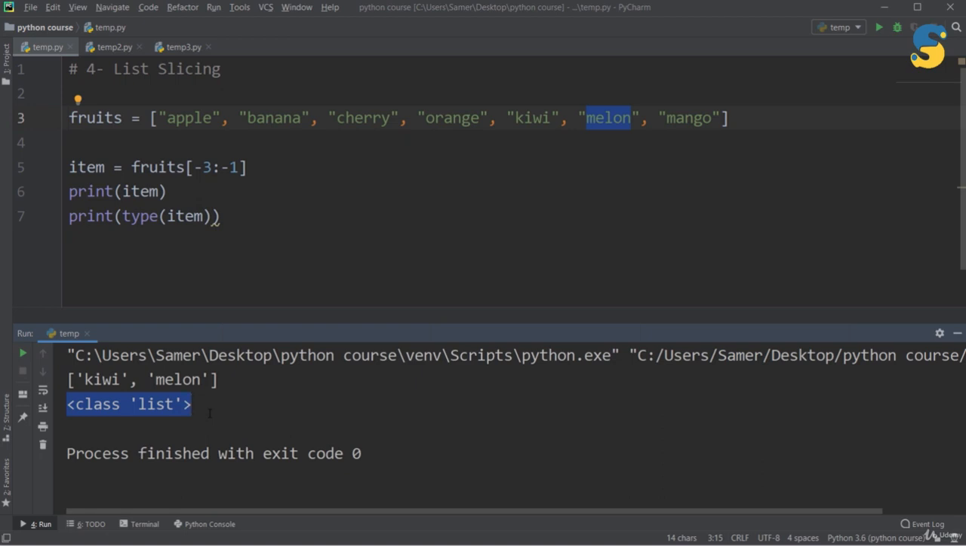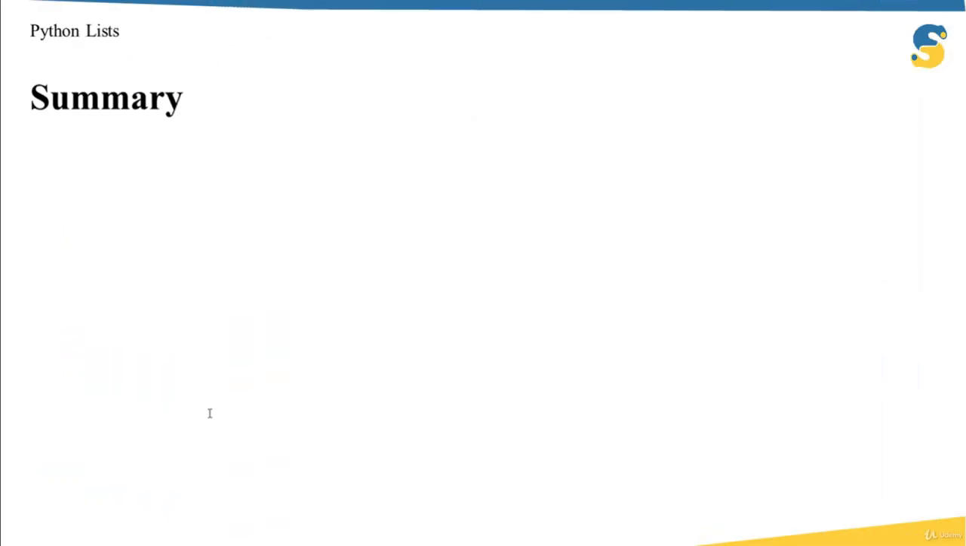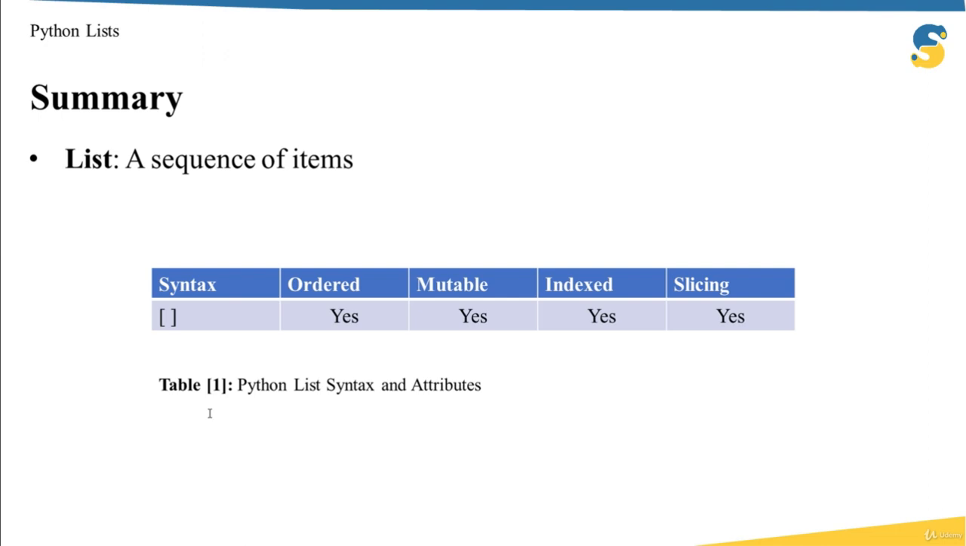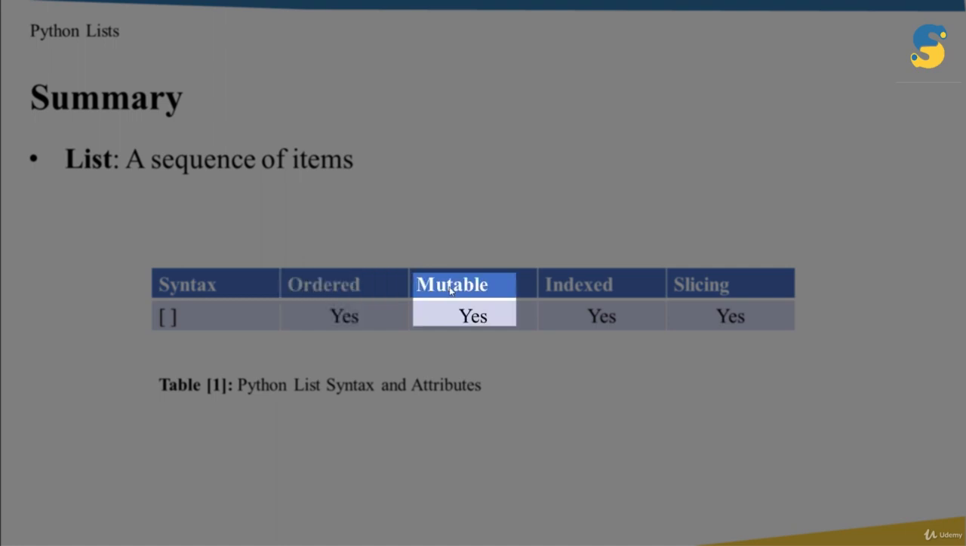And that's all for this code session. Now let's recap what we have learned in this lecture. As we see, list is one of the very common data structures in Python, and it represents a sequence of items. In order to define a list, we have to use square brackets, and we see that it's an ordered data structure, it's mutable, it's indexed, and it supports slicing.